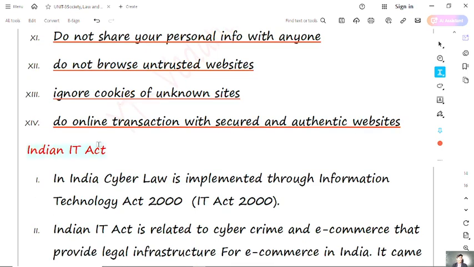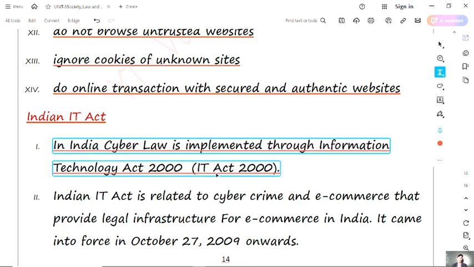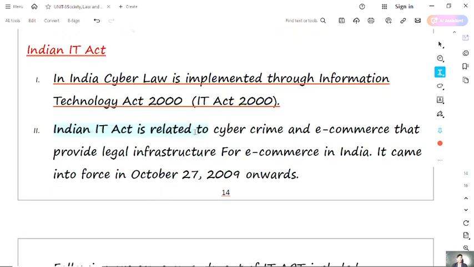And the Indian IT Act 2000. See, this is very important. In India, cyber law is implemented through the Information Technology Act 2000, also known as the IT Act 2000. Generally, the IT Act is related to cyber crime and e-commerce, and it provides legal infrastructure.